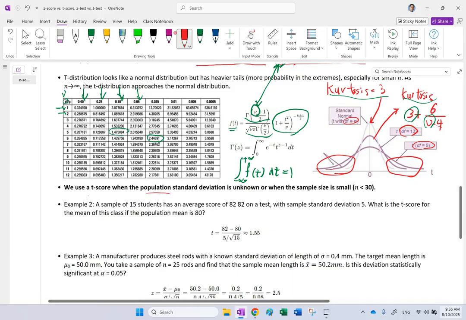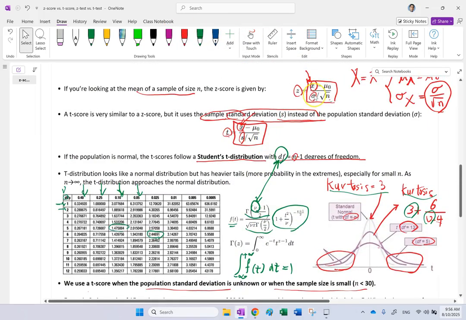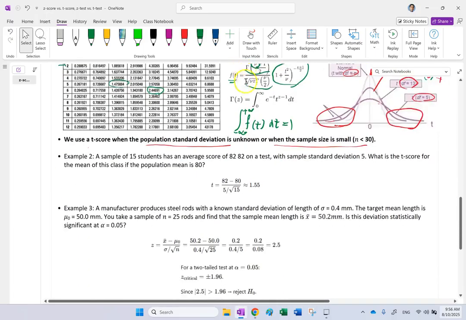This is when we don't know sigma, or when the sample size is small. So if the sample size is small, we cannot use the z-values, even if we know the sigma. But if the sample size is very large and we know sigma, then we definitely will use the z-score. But if we are dealing with small samples, and we are not sure about the sigma, and we can only rely on the standard deviation of the sample, we definitely use a t-score.